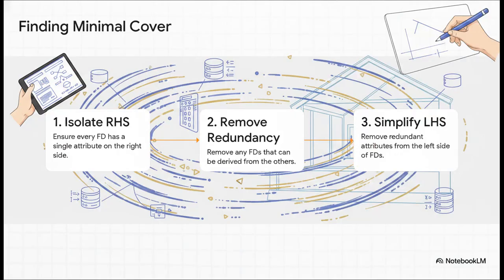And last but not least, to really streamline our design, we can create what's called a minimal cover. You can think of it as simplifying that architect's blueprint down to its absolute, most essential, rock-bottom set of rules. It's a three-step process. First, you make sure every rule has only one thing on the right side. Second, you ditch any redundant rules, ones you can figure out from the others anyway. And third, you trim any fat from the left side of your rules. What you're left with is the core, irreducible set of dependencies, which is so much easier to work with.